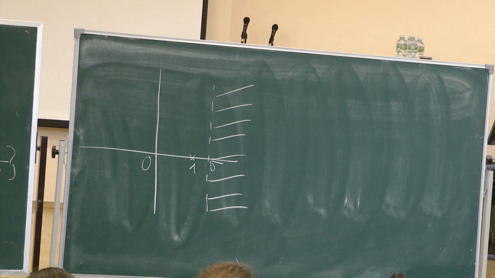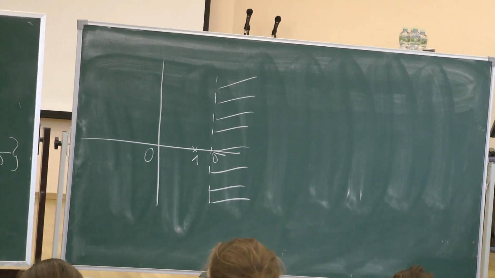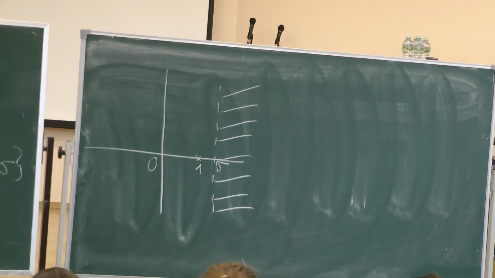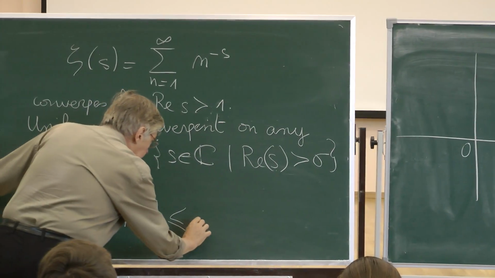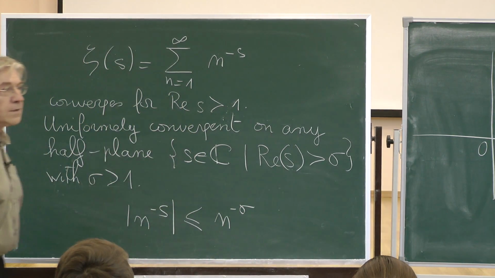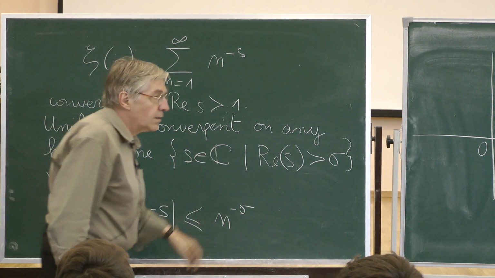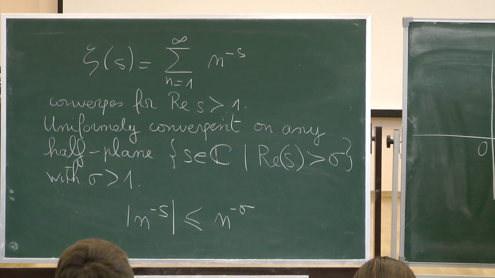And where does it come from? It just comes from the fact that we have a bound. If s is on this half plane, then the absolute value of n to the minus s is less than or equal to n to the minus sigma, and the sum of n to the minus sigma is convergent. Therefore, we have a uniform convergence.